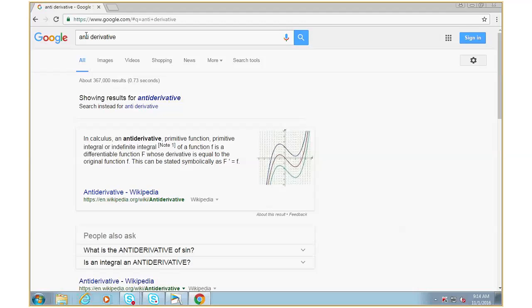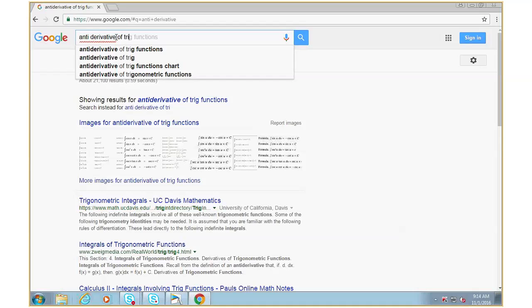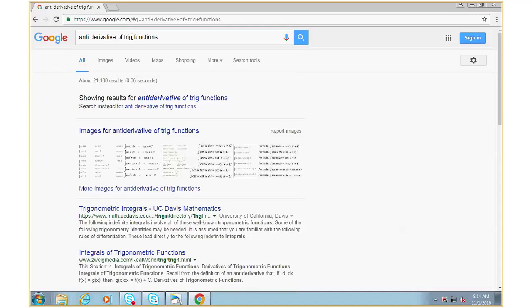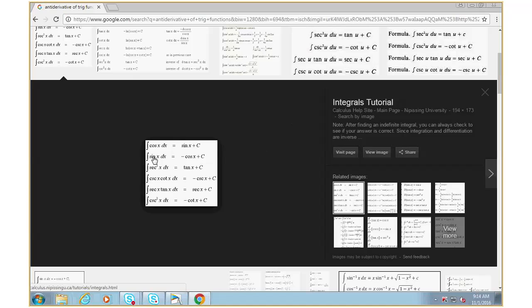Antiderivative of trig functions. It's not supposed to take this long. I was being facetious. And there they are. Antiderivative of sine is negative cosine. Antiderivative of cosine is sine. So check, make sure I got it right.